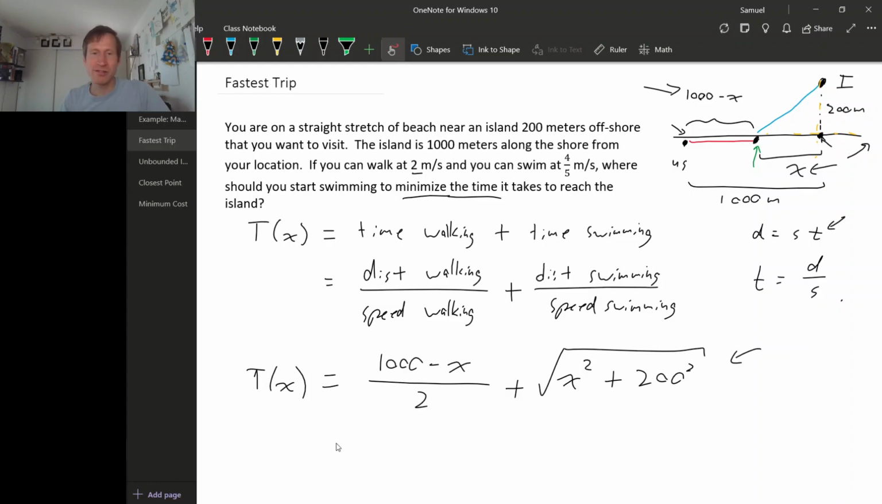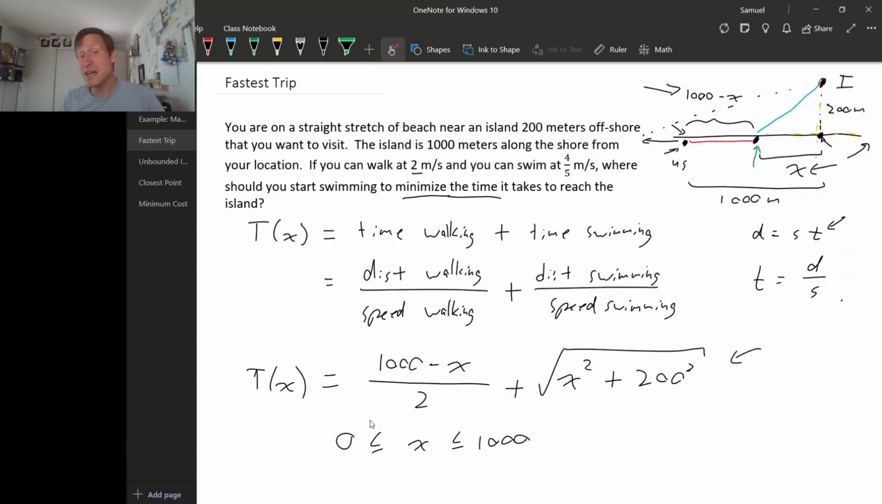So 0 is the smallest x value that makes sense. What is the largest x value that makes sense? Well, we are currently standing at x value 1000, and it doesn't make sense for x to get bigger than 1000, because that would mean we would be turning around and walking away from the island before getting in the water and then swimming the whole way. So that definitely doesn't make any sense either. So x has to be less than or equal to 1000.